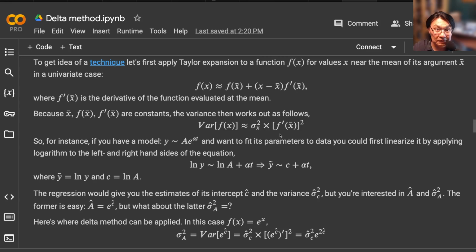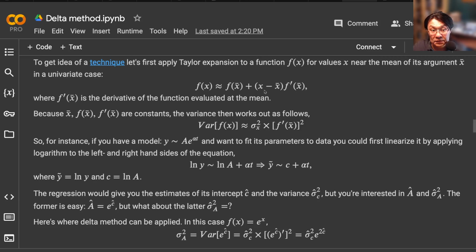I'm not going to derive it, but it's very simple actually, because think of this. We're applying the variance to the function f, which is approximately equal to the variance of the right hand side. This first term, the value of the function at its mean, is a constant. So when we apply the variance, we can just exclude it, because constants can be removed. So we need only the right hand side. But on the right hand side, the derivative is also estimated at the mean. So this is a constant too.